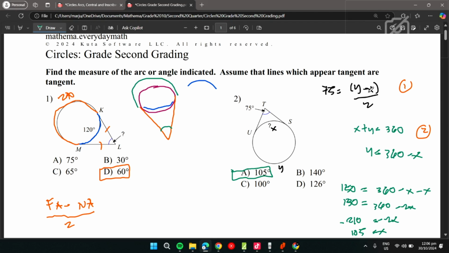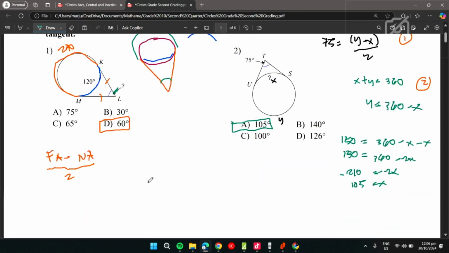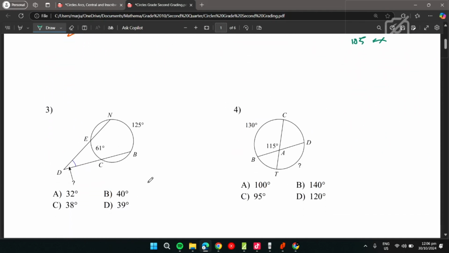Okay? So, again, remember lang, pag yung dalawang tangent line nag-intersect outside the circle, para makuha ang angle na to, far arc minus near arc over 2. That's the angle. Alright? Let's do number 3. Ito.